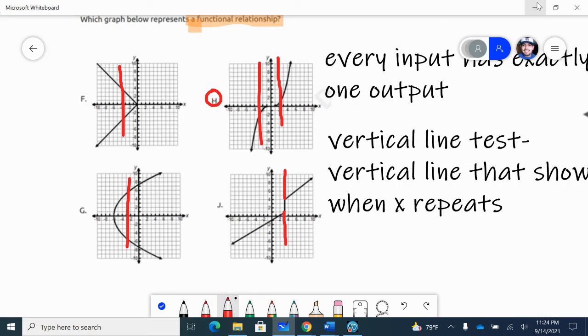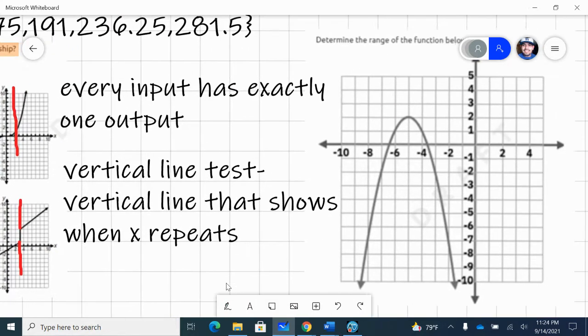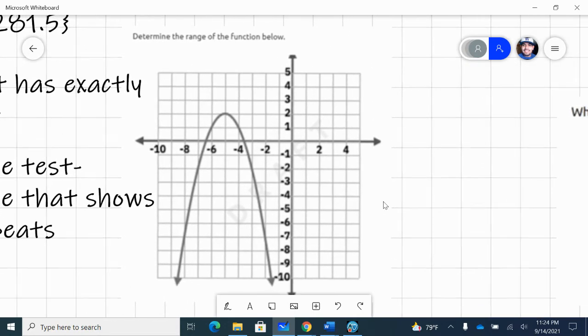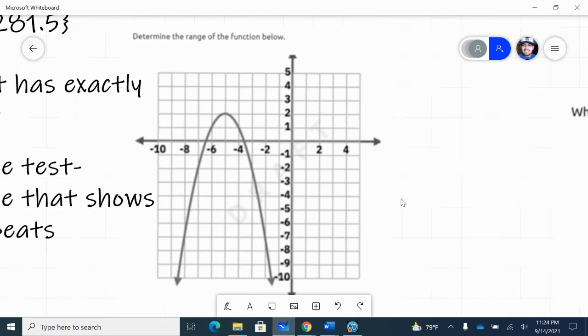All right, going on to the next problem here. Oh, that's not what I wanted. All right, let's go to this one. It says determine the range of the function below.